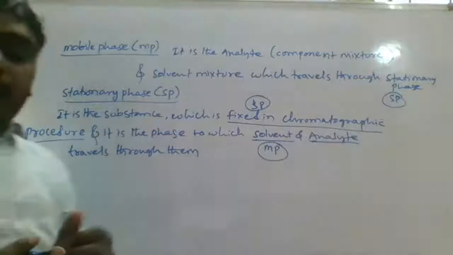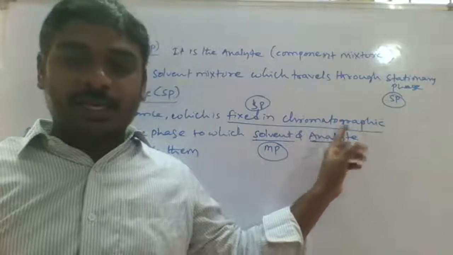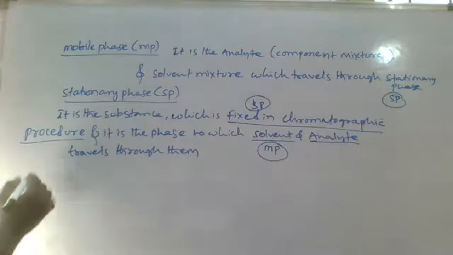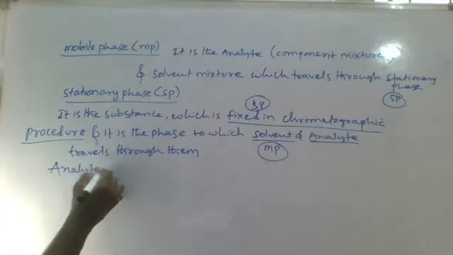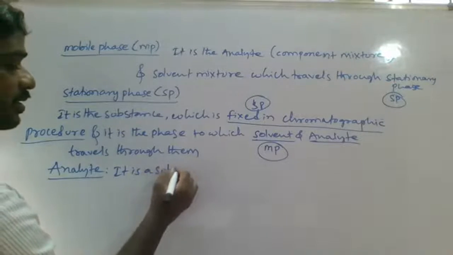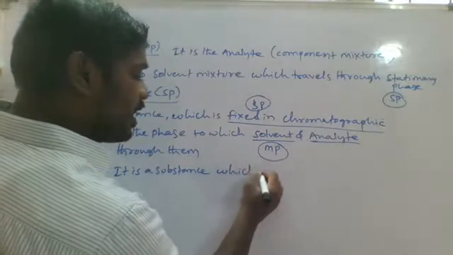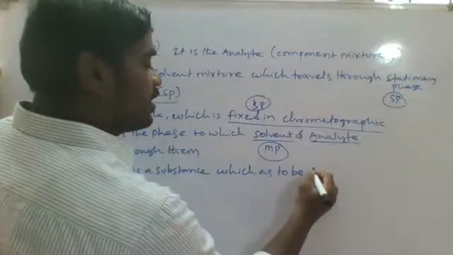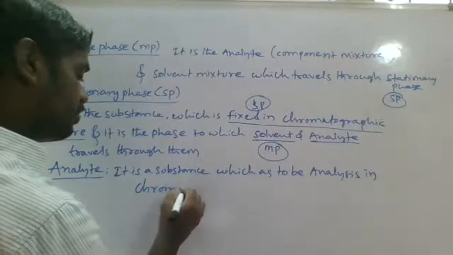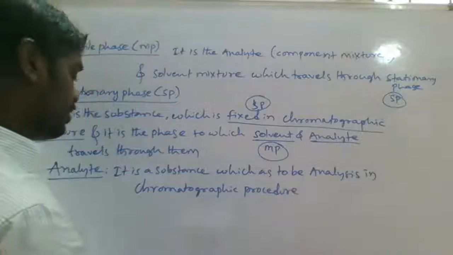Next, the analyte. Analyte means a substance which has to be analyzed in the chromatographic procedure. It is called the analyte. Analyte means it is a substance which has to be analyzed in the chromatographic technique or procedure. So this is called an analyte.